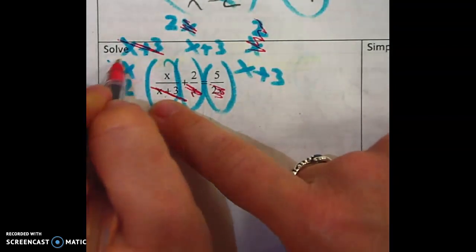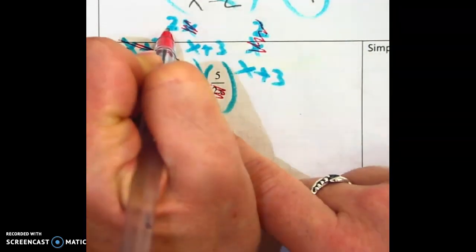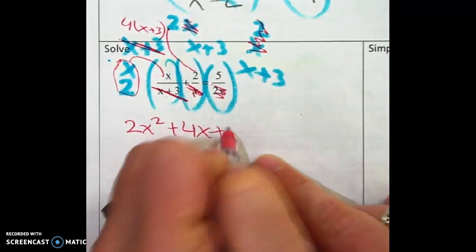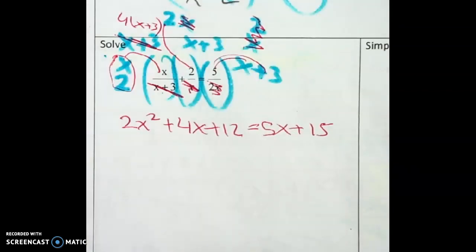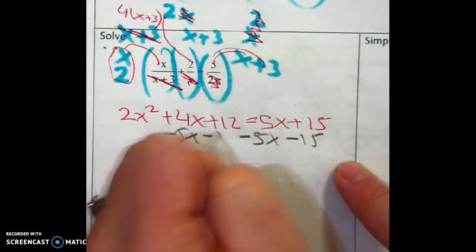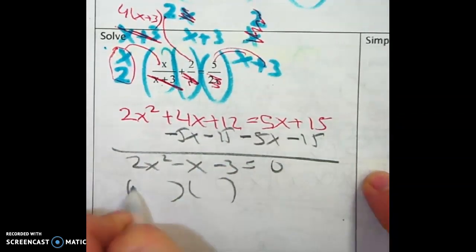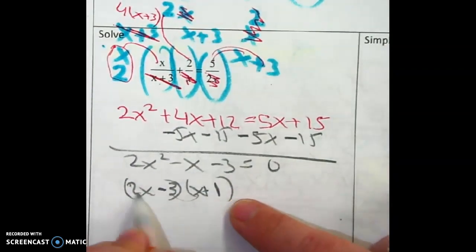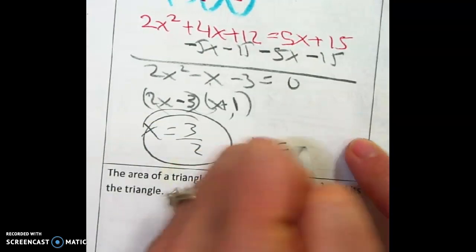Now I'm going to distribute: 2x times x is 2x squared. 2 times 2 is 4, and now I have 4 times x plus 3 is plus 4x plus 12 equals distribute, 5x plus 15. All right, I have a squared, set it equal to 0. If you can't factor it, you made a mistake, because I want you to be able to. So negative 3 and positive 2 gives me negative 1, so I'm good to go. x equals 3 halves, x equals negative 1.